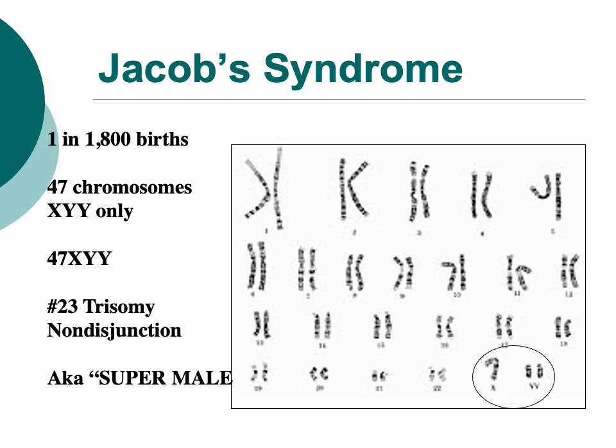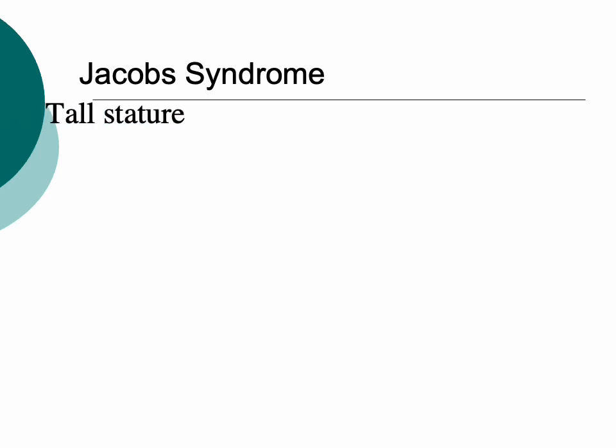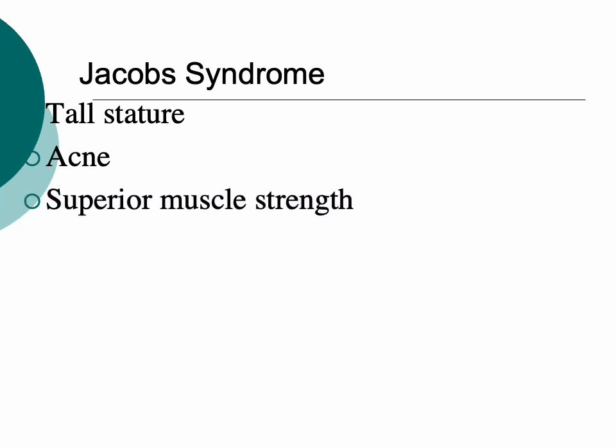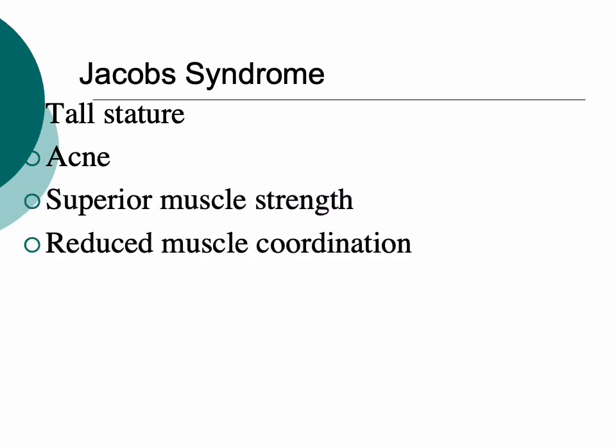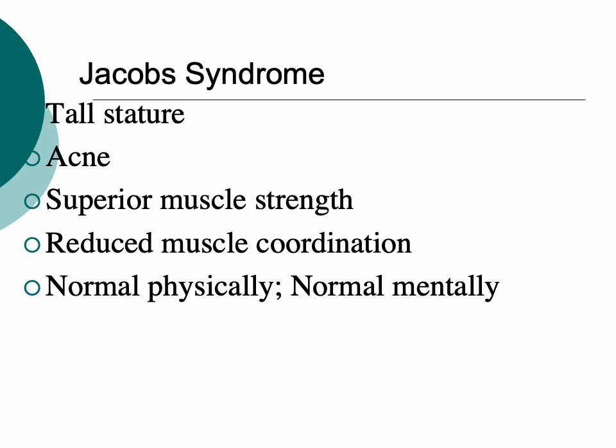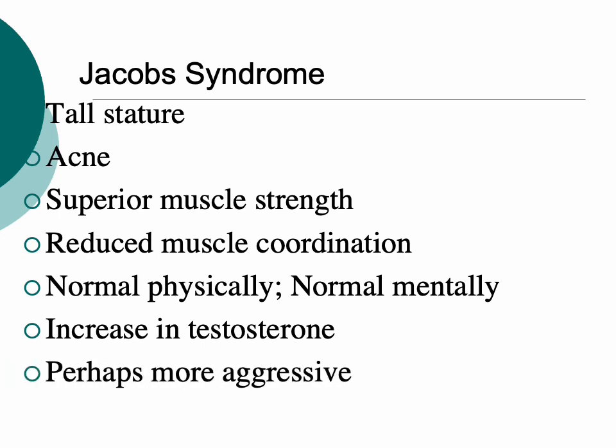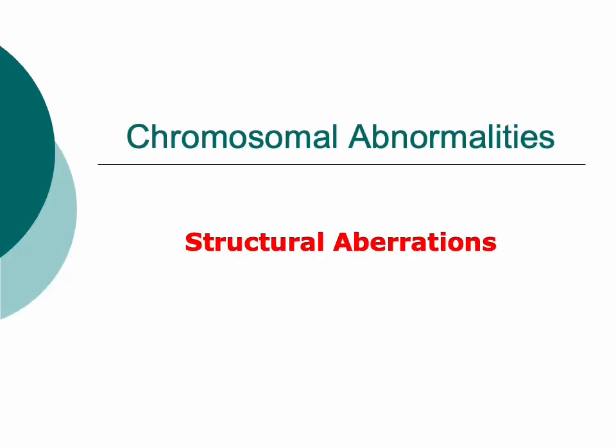Now for Jacob syndrome, it occurs in 1 in 1,800 births. You have 47 chromosomes and you have an extra Y chromosome. It is also known as the super male. These individuals would be tall, would have a lot of acne, superior muscle strength, and reduced muscle coordination. They are physically normal and mentally normal. They would have high testosterone and would be more aggressive. And they have a normal lifespan.